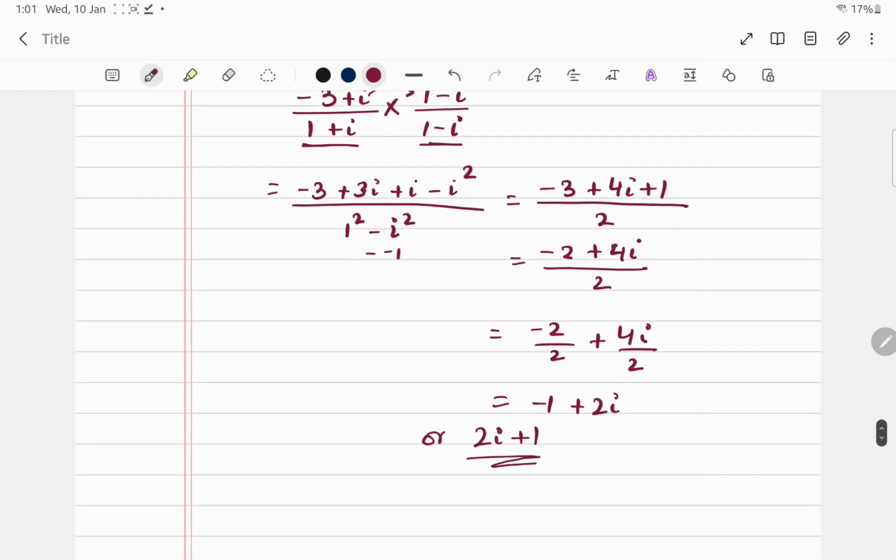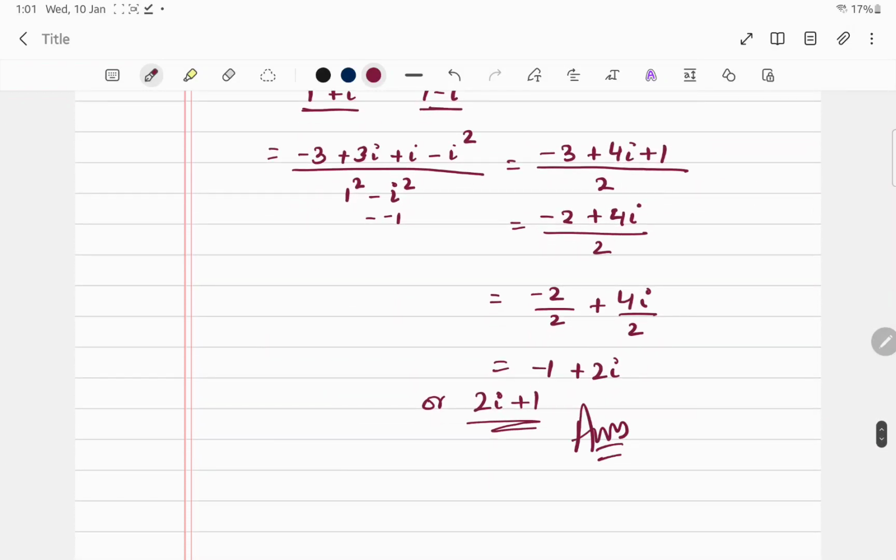So that is the answer. You do not have to do the other 2 options because we've got the answer, and it said there's only one correct answer.